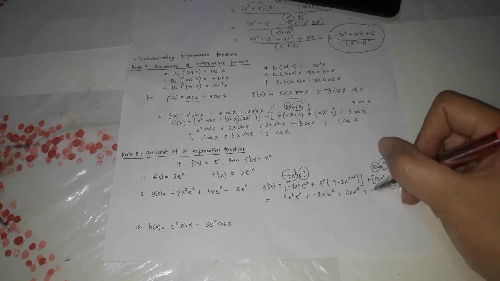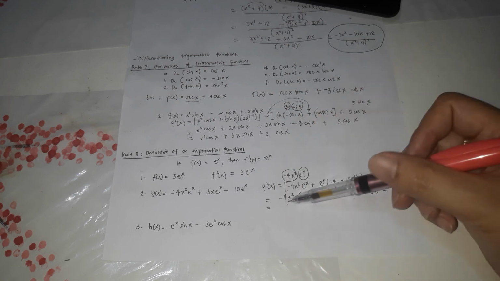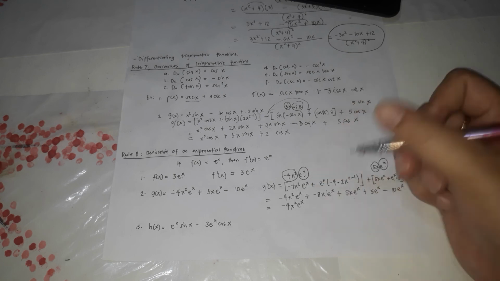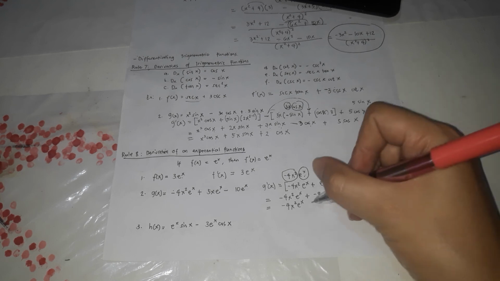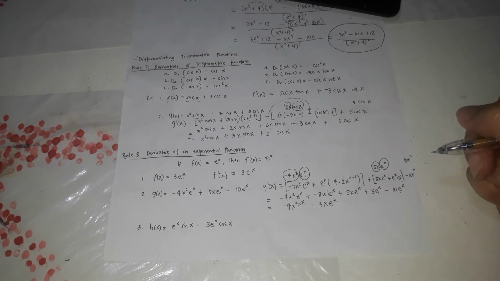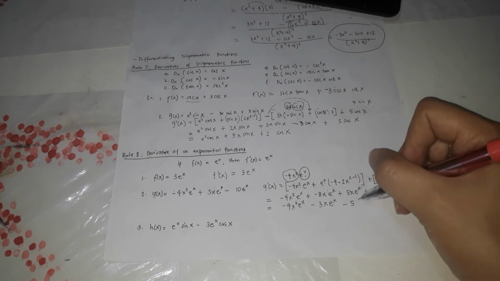So unahin natin yung 5e^x, minus 10e^x. So if that would be the case, may kapareho ba siya? No. So just copy. Negative 4x squared e^x. Ito, xe^x. Ito rin, xe^x. So pwede natin silang i-simplify. Negative 8 plus 5, it's negative 3x e^x. Ito, pwede ba? Yes. 5 minus 10, it's negative 5e^x. So that's our answer.